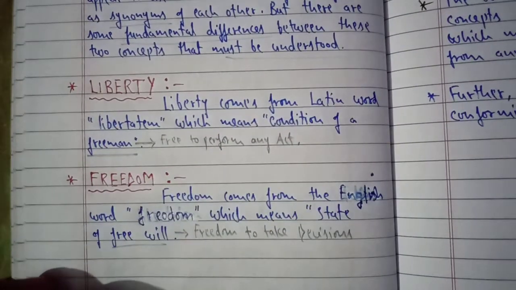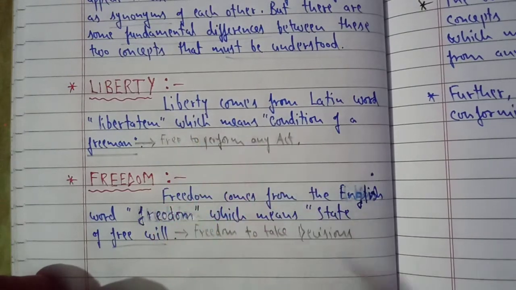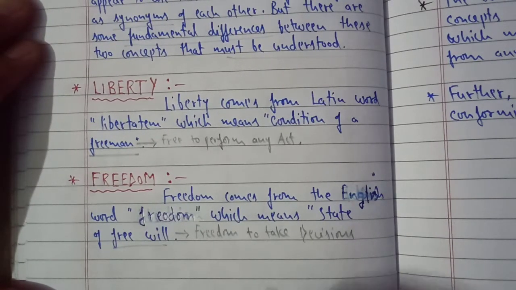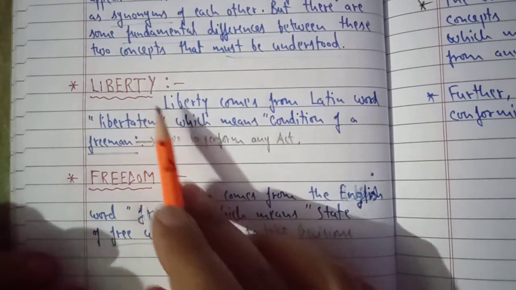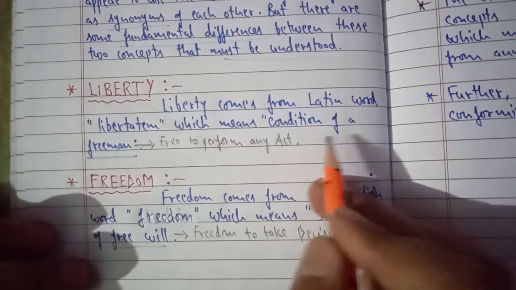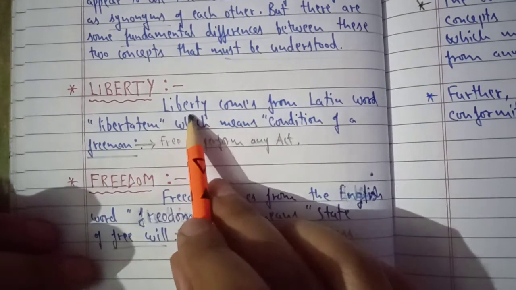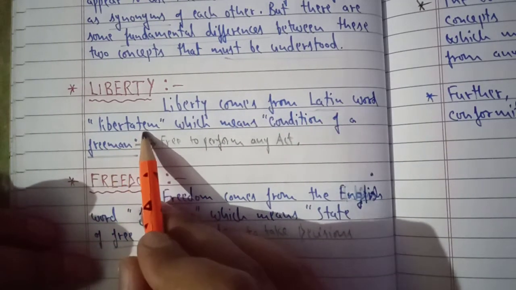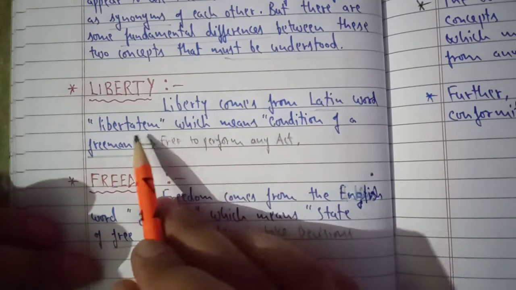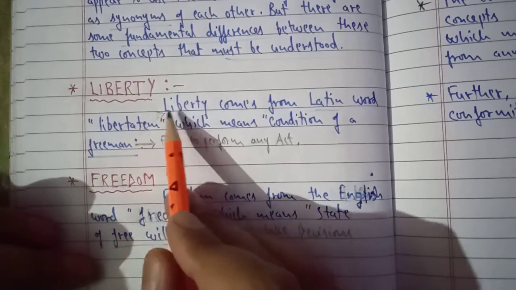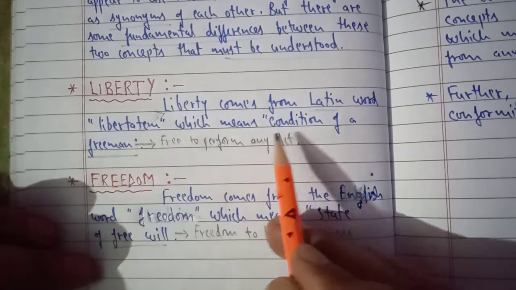First of all, let's take the definition of liberty and freedom, then we'll see the difference between these two concepts. As I told you, there are some fundamental differences, not much but some. Talking about liberty, it comes from the Latin word libertatum, which means condition of a free man. From this word we have the word liberty.